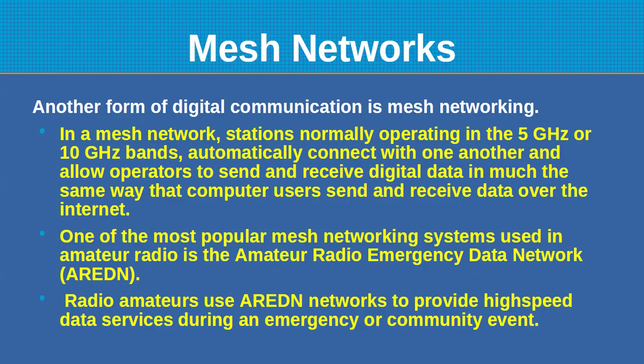So if any one of these stations fails, there's probably at least one or more ways to go through that network to get from point A to point B. They normally are operating in the 5 gigahertz, which was the cell phone 5 gigahertz band, or the Wi-Fi band also, and up at 10 gigahertz.